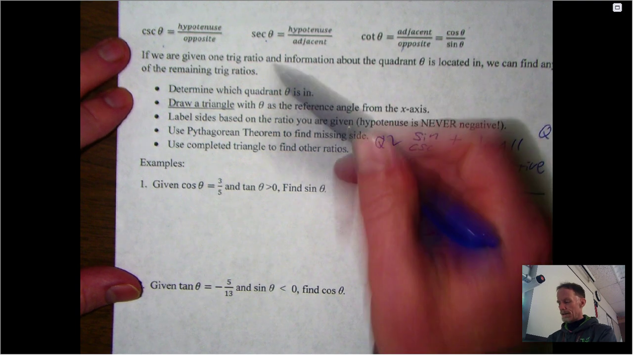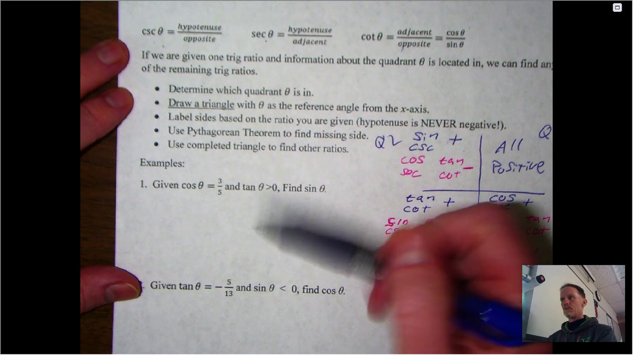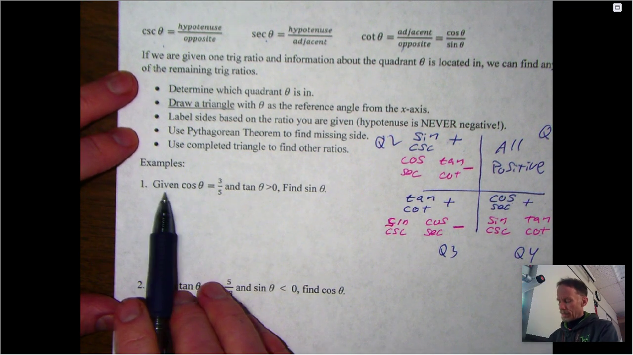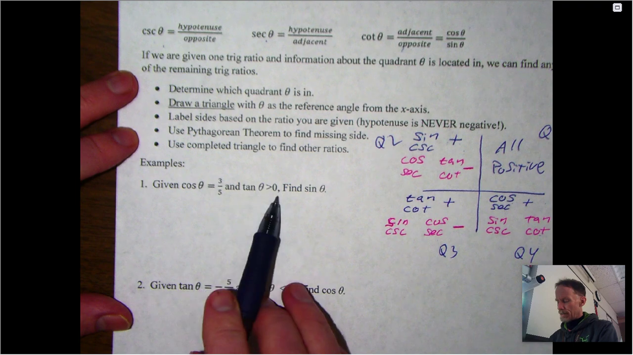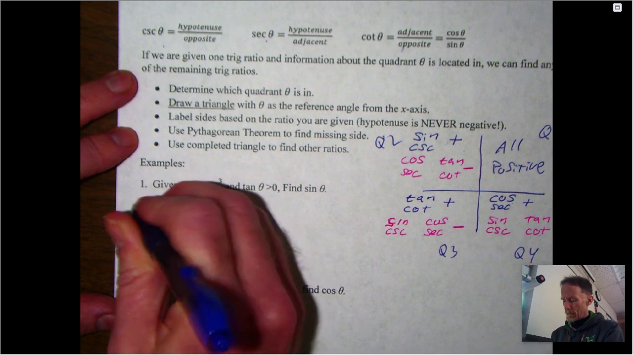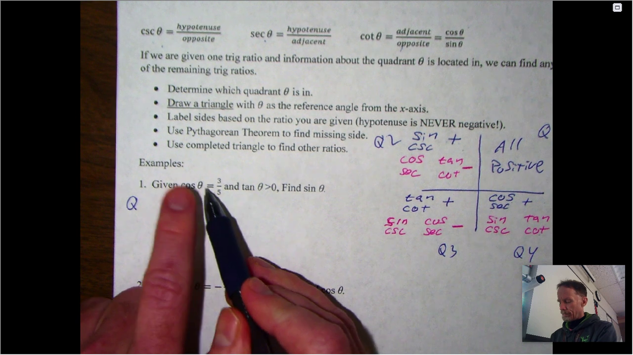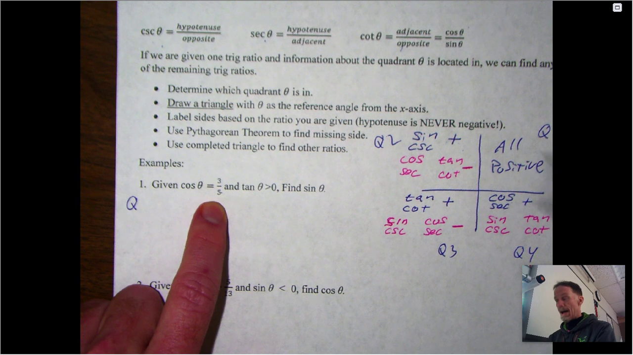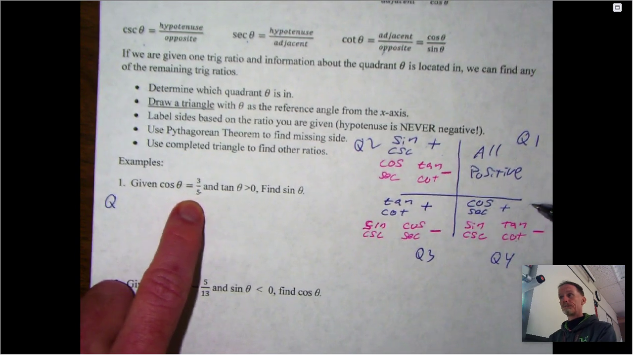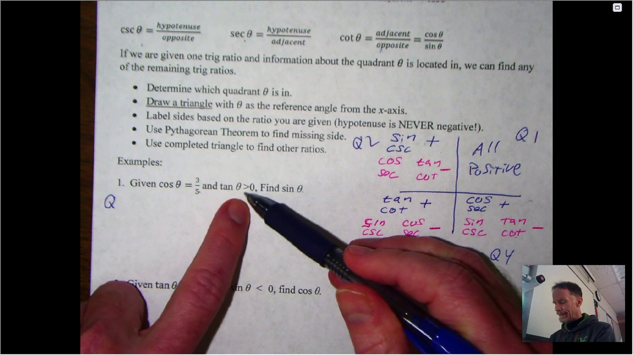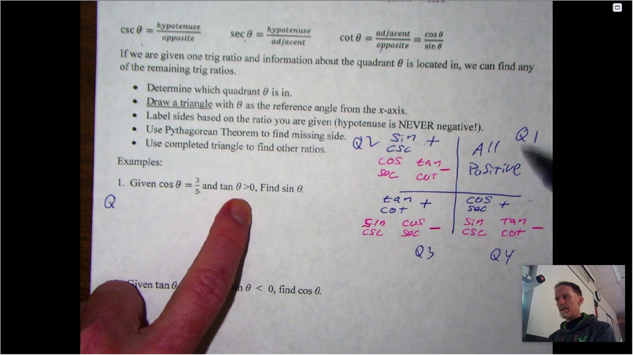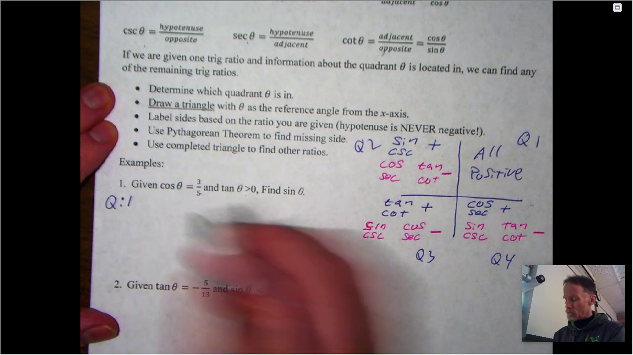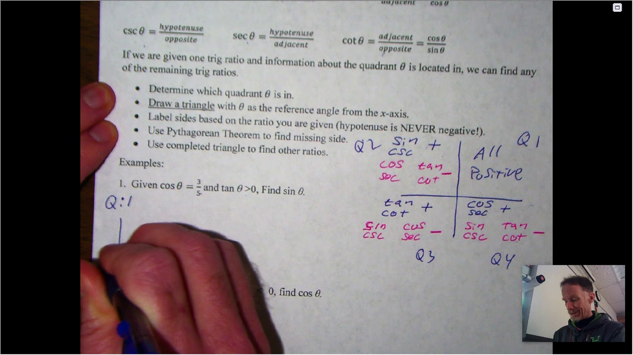And then here are the steps. I'm not going to read these out before I start doing the examples, but we're going to go through them one by one. Step 1, here's a question. Cosine theta is 3 over 5 and tangent theta is positive. We have to figure out what quadrant it's in first. Cosine is positive, so that narrows it down right off the bat to quadrant 1 or 4. Tangent's also positive, so it has to be in quadrant 1.